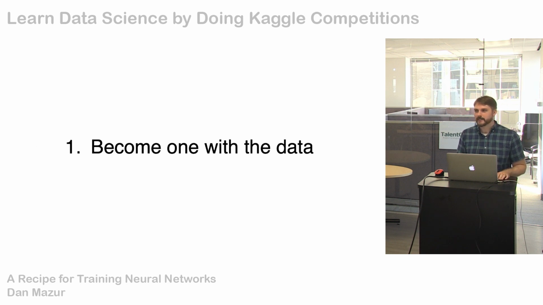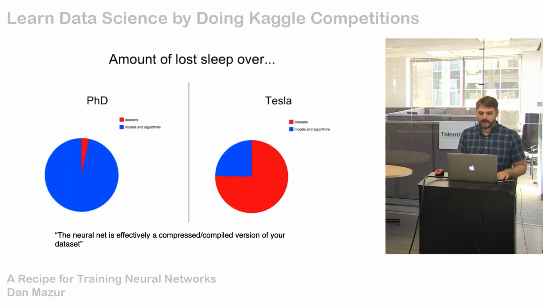Okay, becoming one with the data. This is another plot that was used in an article about Karpathy, talking about how he loses sleep in the different phases of his career. When he was doing his PhD, he lost all of his sleep worrying about models and algorithms. Now that he's at Tesla, out in the real world, working on real world data, he realizes that the thing you spend most of your time worrying about is the data sets themselves and the quality of the data you're using.